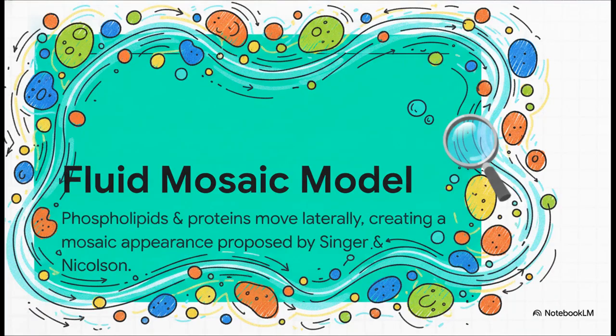So the crucial point here is that the factory wall isn't made of rigid bricks. It's actually a living, shifting sea. This concept is captured perfectly in the fluid mosaic model proposed by Singer and Nicolson back in 1972. The fluid part means the core structural components can actually move laterally, side to side along the membrane. The mosaic part refers to the incredible variety of globular proteins embedded within this shifting bilayer, which creates a dynamic, speckled appearance when you look at it from above.